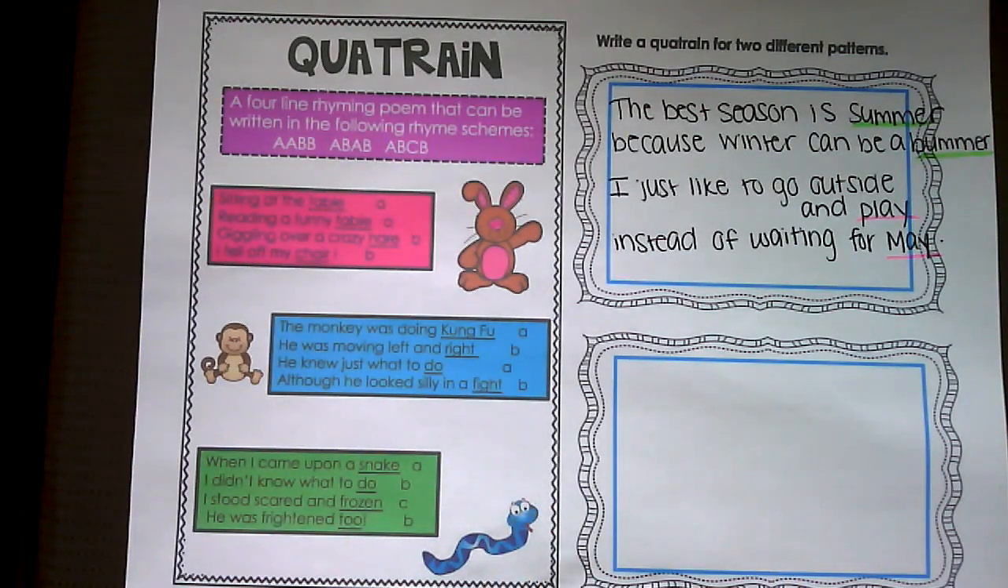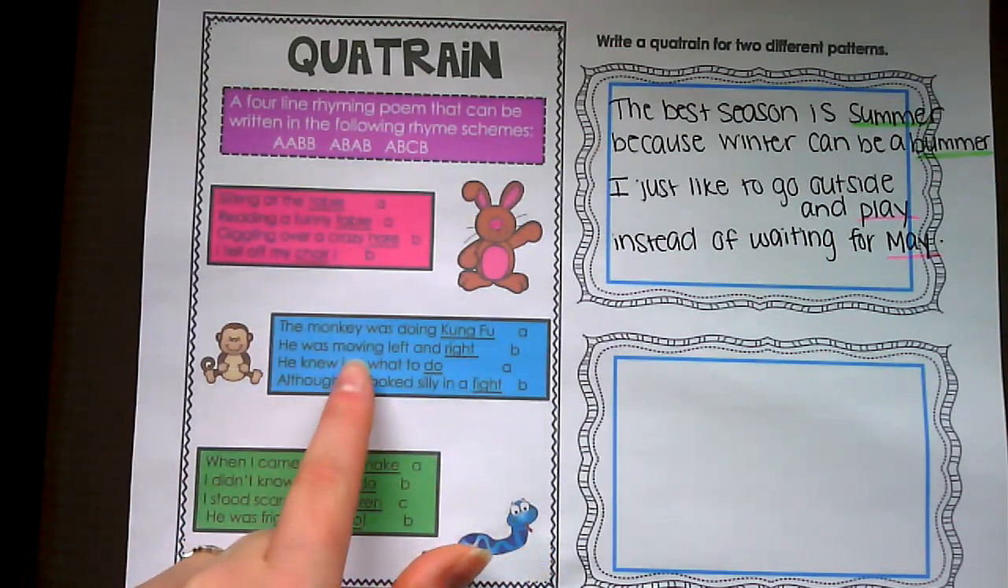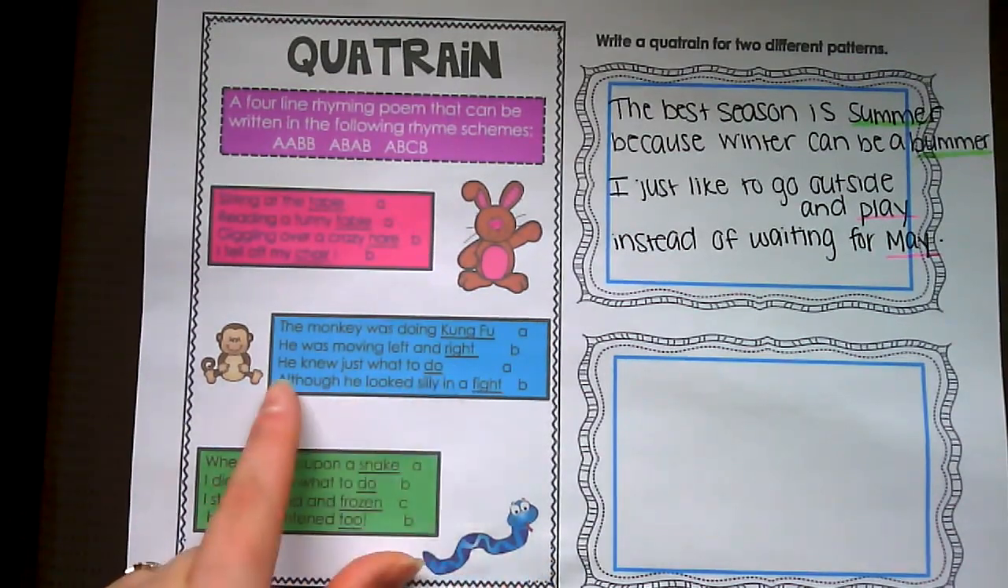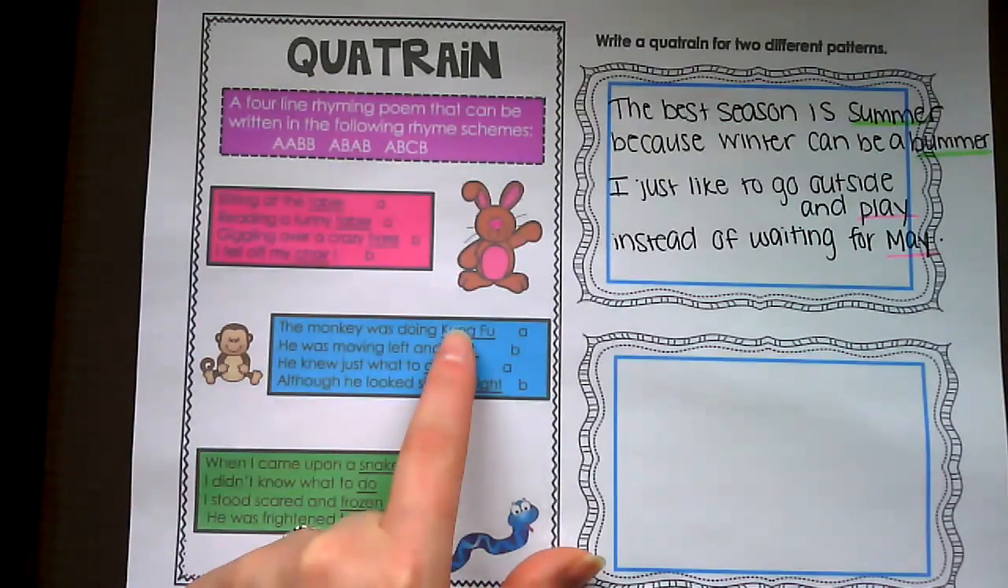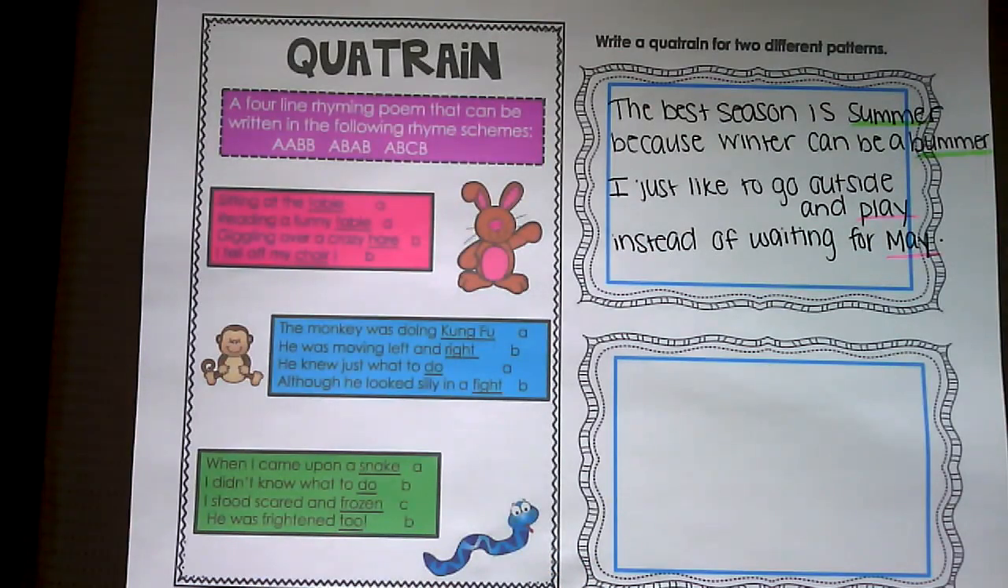Now let's look at the second pattern, or the second rhyme scheme. It says, the monkey was doing kung fu. He was moving left and right. He knew just what to do, although he looked silly in a fight. So, kung fu, do, right, fight. Oh, I like this one. I'm going to practice this one too. Let's see. Right now as I'm recording this, it's 12:30. I'm getting kind of hungry for lunch, so I'm going to write about being hungry for lunch.